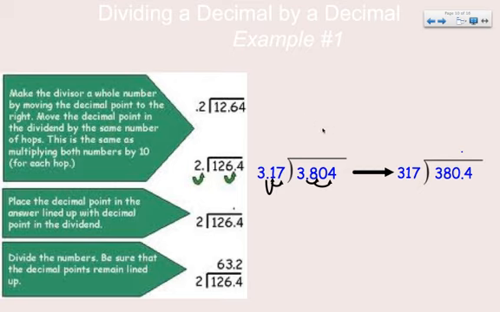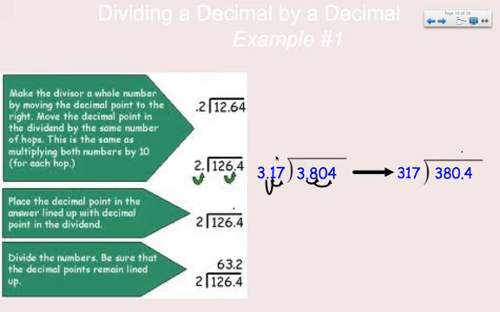So if we go back and look at our original problem, 3.17 divided by 3.804, if I move my decimal place, see, look, I move it 1 and 2. Since I move it 2 in my divisor, I also have to move it 2 in my dividend. And it goes over to the 8 and then to the 0 to give us our final answer of 317 divided by 380.4.